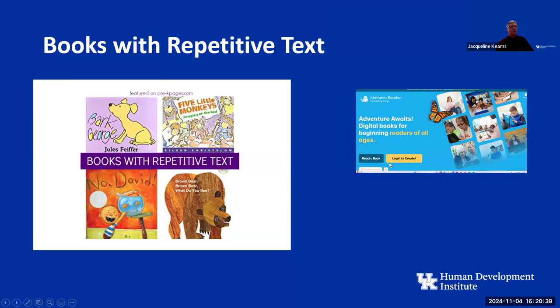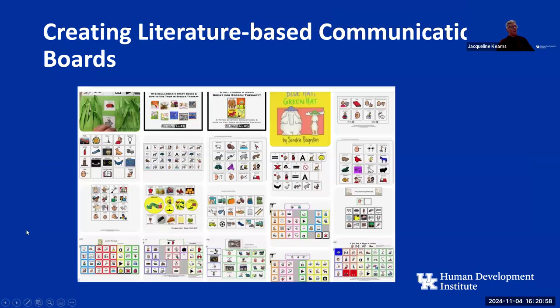And then here's the Monarch Reader that I was mentioning before. You can find all kinds of adapted books on the Monarch Reader. So, things with repetitive text: Five Little Monkeys, Brown Bear, Brown Bear. If you want to work on the word no, here you go. Lots of activities there. Creating literature-based communication boards. These are fringe that go with literature-based boards, and this is all on Pinterest. Just go have a big time. Lots of them out there, and you can get lots of ideas and you don't have to make it up yourself.